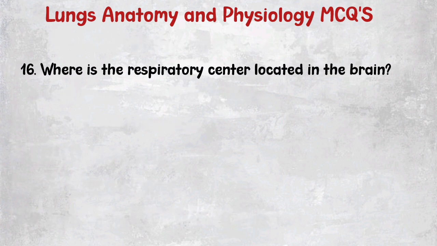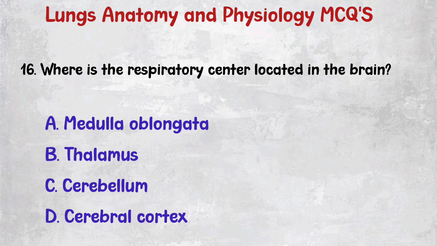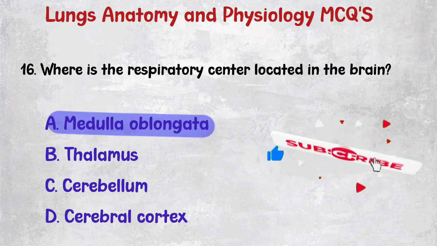Question number 16. Where is the respiratory center located in the brain? We have A. The medulla oblongata, B. The thalamus, C. The cerebellum, and D. The cerebral cortex. Our answer here is A. The medulla oblongata. The respiratory centers in the medulla oblongata actually help to regulate breathing rhythm and also responses to chemical change in blood gases.